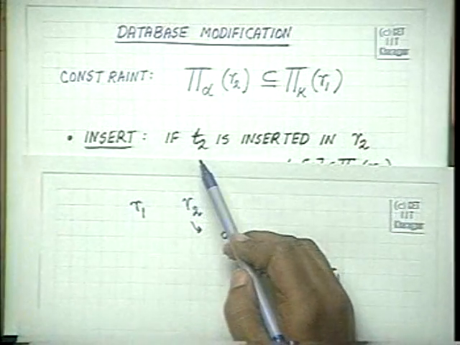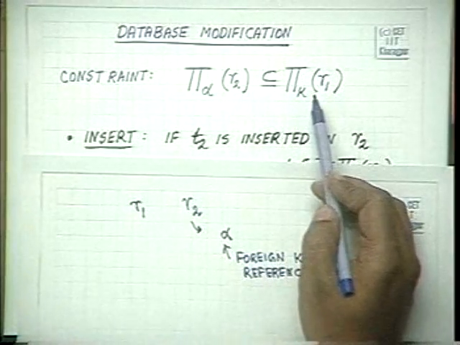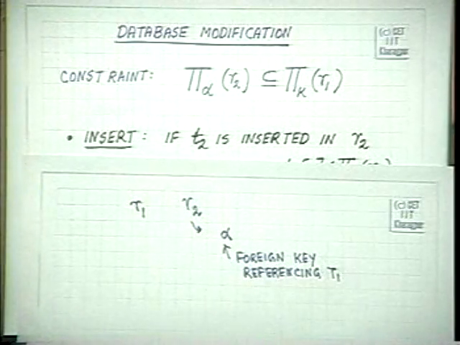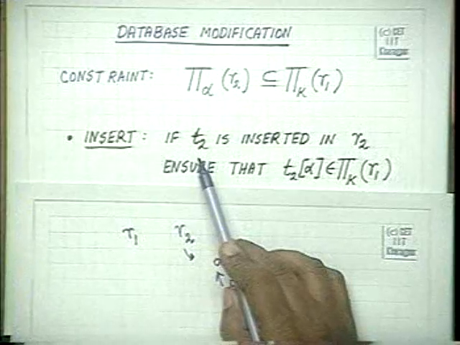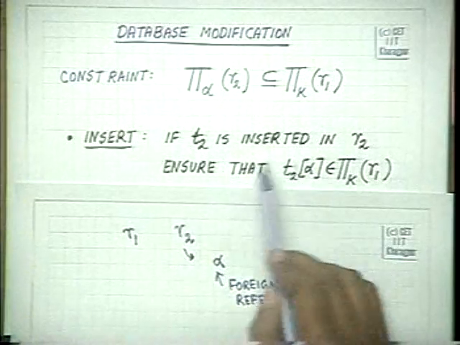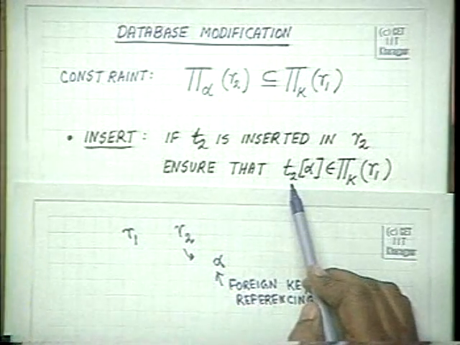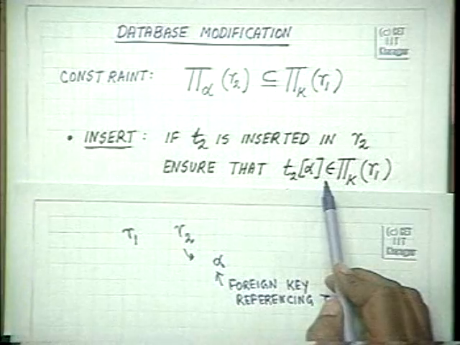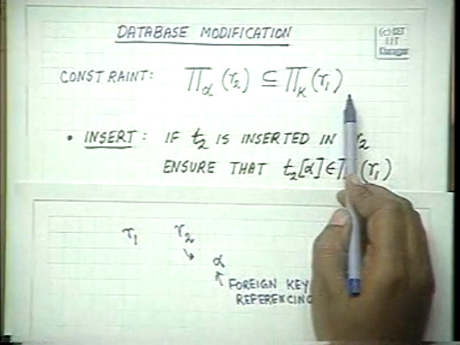If any tuple T1 of R1 is inserted, there is no problem. If we insert a new tuple in R1, there is no problem, because we don't have to check anything with respect to R2. But if we add any tuple in R2, we have to see that for the attribute alpha, there is a corresponding tuple in R1. That is very simple. That is, whenever we insert anything here, we check that for that attribute alpha in T2, that attribute must be an element of pi k of R1, because this dependency must hold.